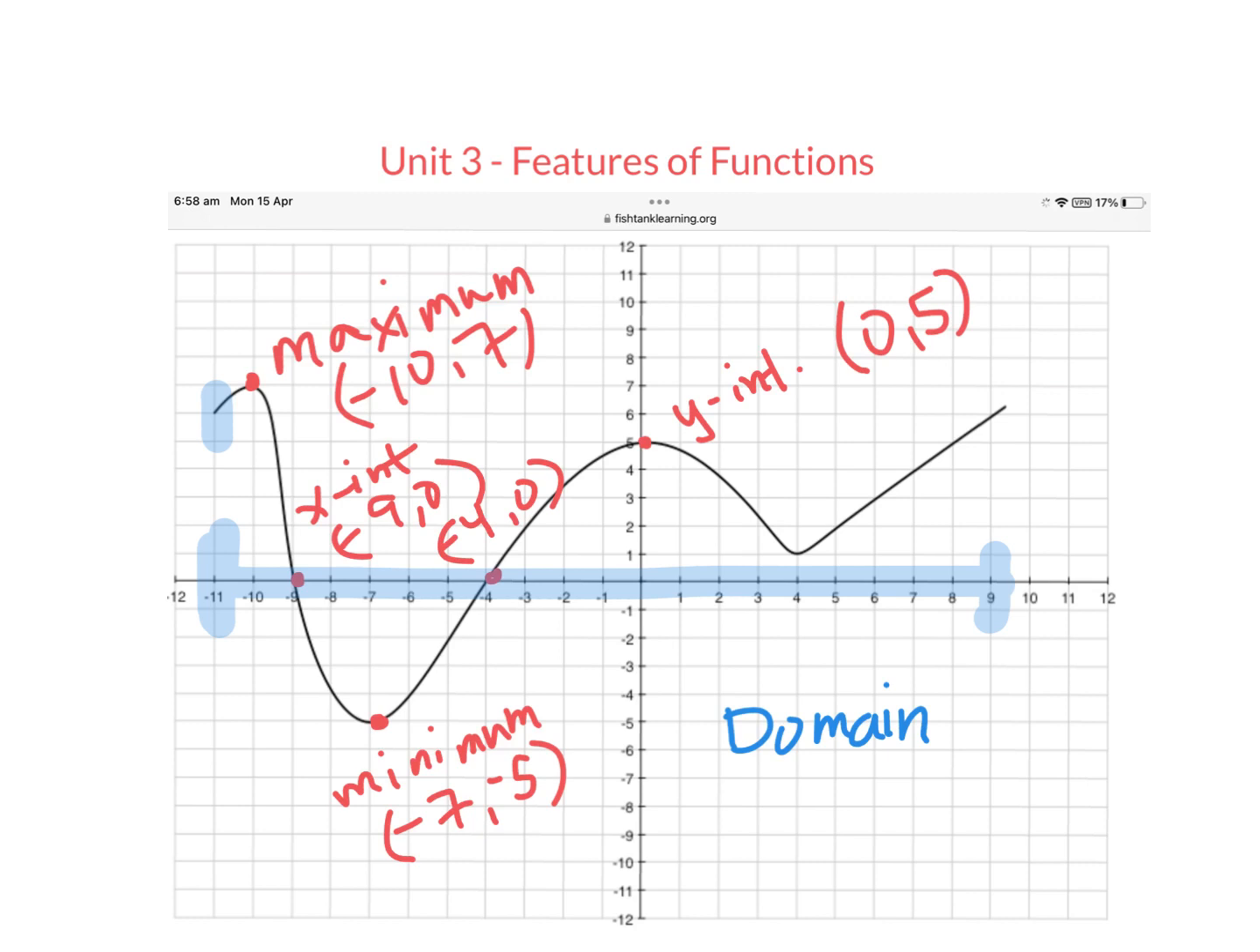And it looks as if the x values end at -11, like there's nothing to the left of it. And they end, well, that kind of looks like almost 9.5. So let's just say over here at 9.5. So we're going to use square brackets for this interval. So the domain is going to be square bracket -11, that's where it starts, all the way to 9.5, and we'll close it with a square bracket.